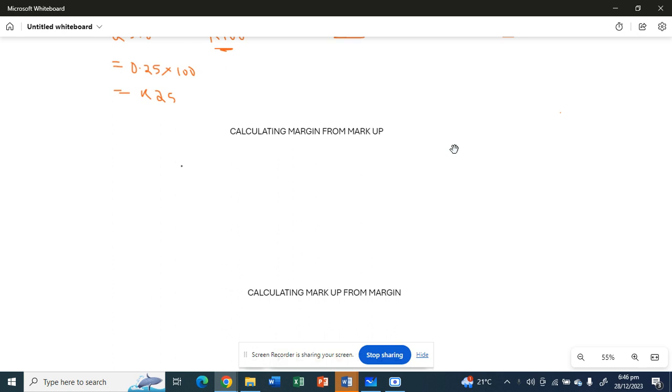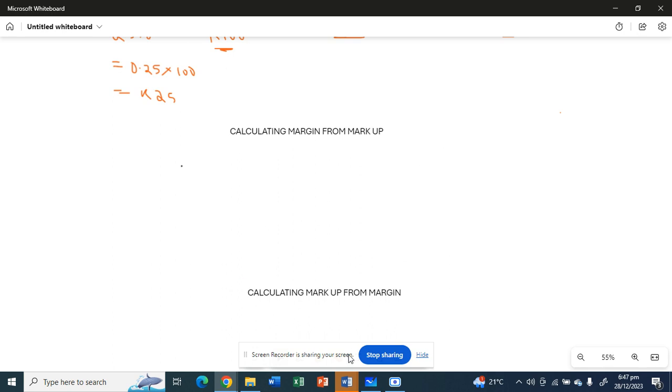All right, so here what we're going to be looking at is calculating margin from markup and also calculating markup from margin. This is very important because you'll be given some questions where you're going to have a markup and the selling price. And we know from our knowledge that markup deals with the cost price. So in such a question, if you have a markup and a selling price, you need to get the margin, because margin deals with the selling price and markup deals with the cost price.